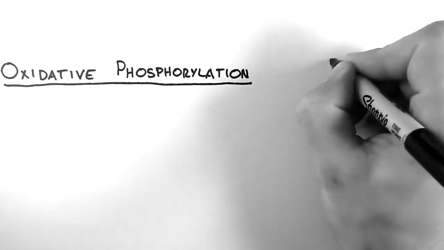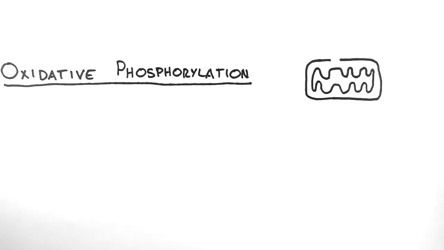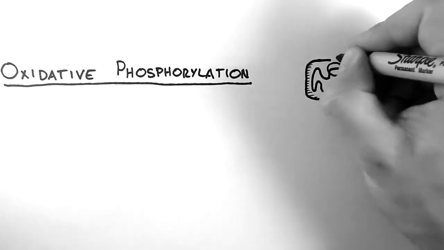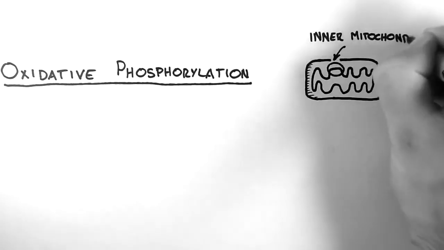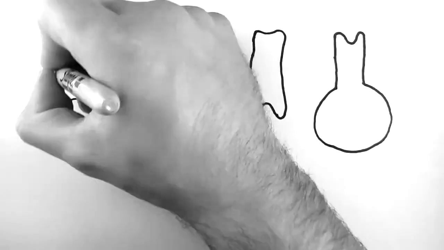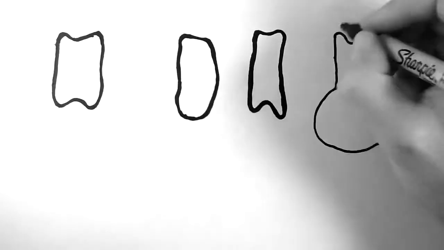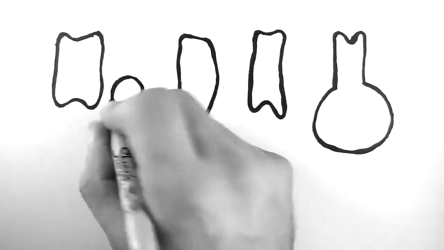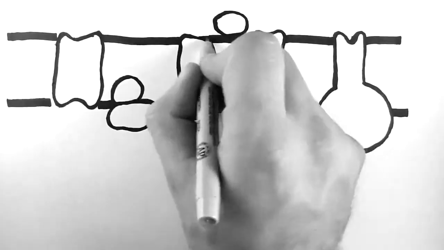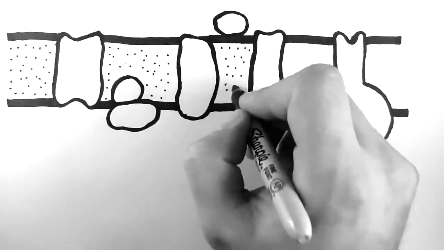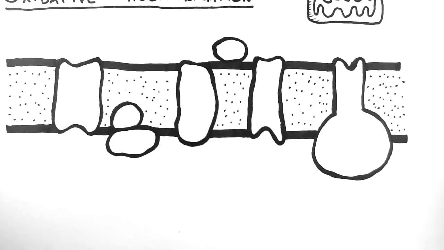You may remember that a mitochondrion looks a little like this. It has an outer membrane and an inner membrane. And we're going to take a close-up look at the inner mitochondrial membrane. So here is the membrane, and within it are a bunch of protein complexes.